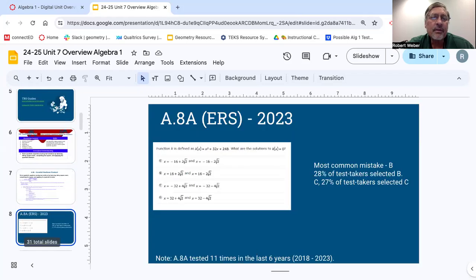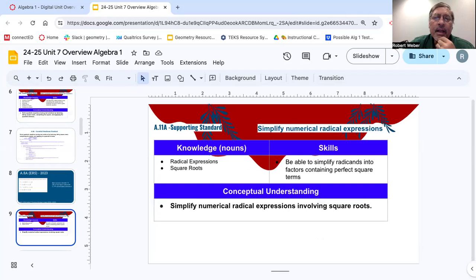Essential readiness standards, showing it there. Most recent question for 2023. This has been tested 11 times, so on average about 2 times a year for each of the last 6 years. 11A, simplifying numeric radical expressions.